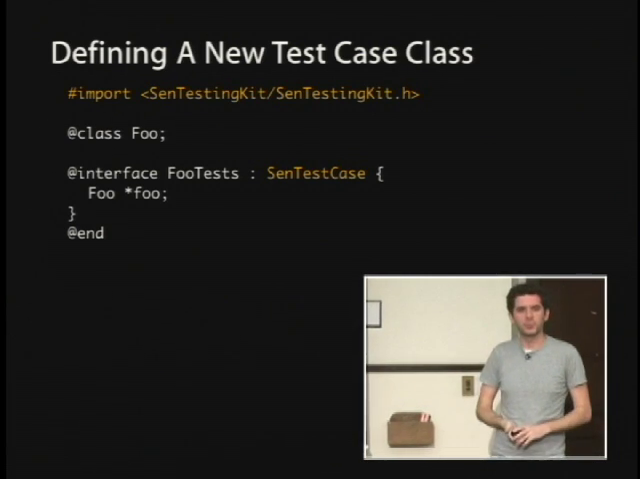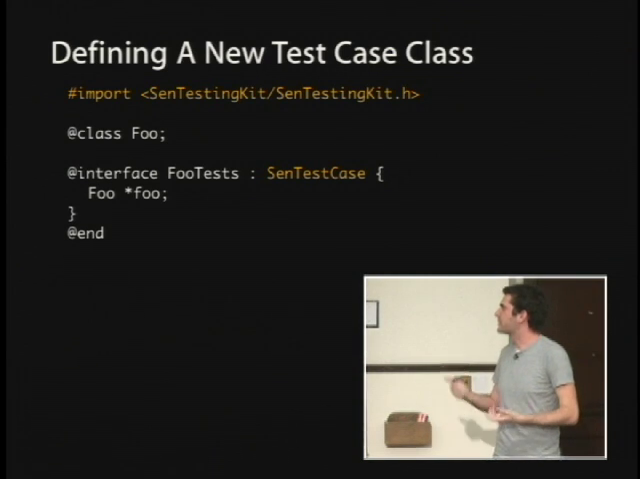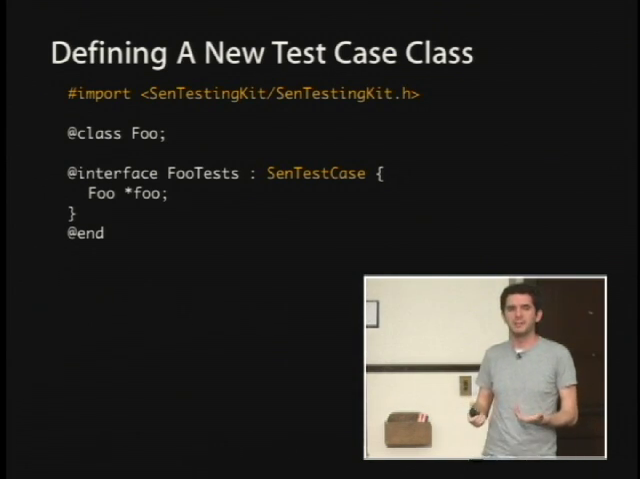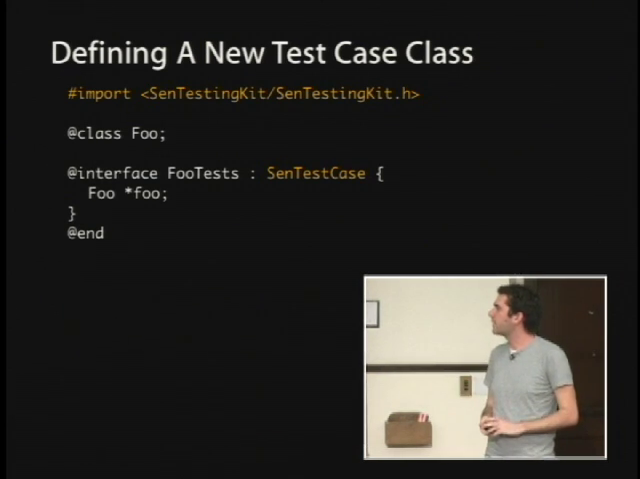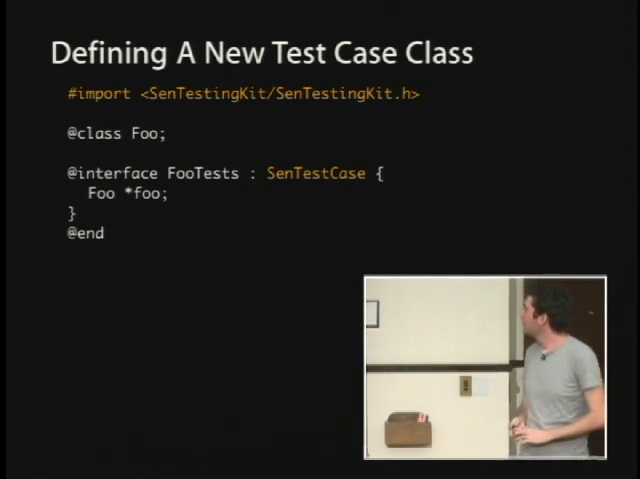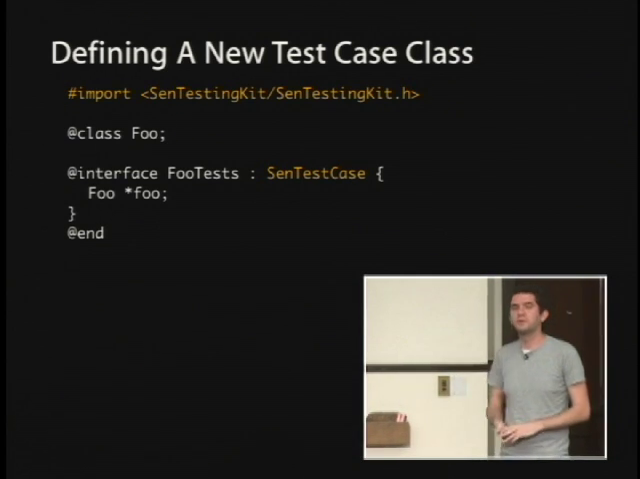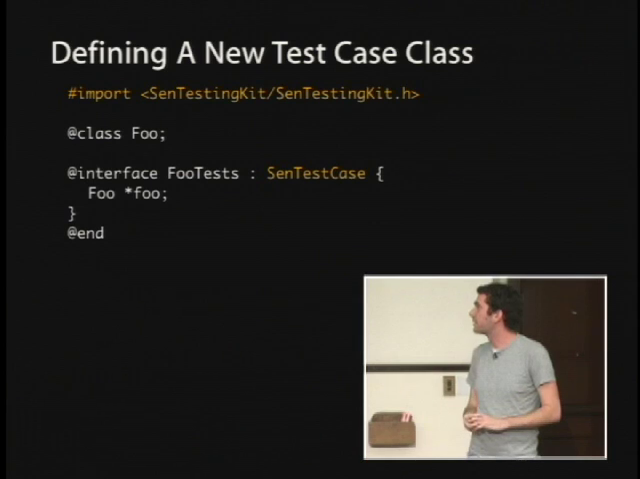You could also pound import your header, but generally, since in our header for the test case we don't actually need to use it, we're not calling methods on it, we can just forward declare it. And then we're going to declare an ivar of type Foo called foo, just to be confusing. We'll call these things the FooTests, and they're going to inherit from SenTestCase. So the header's pretty straightforward.